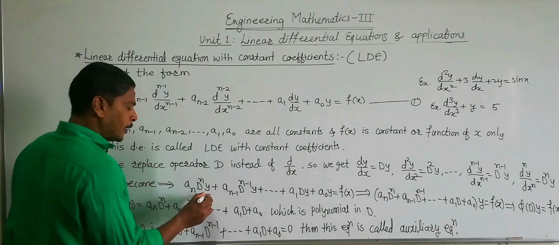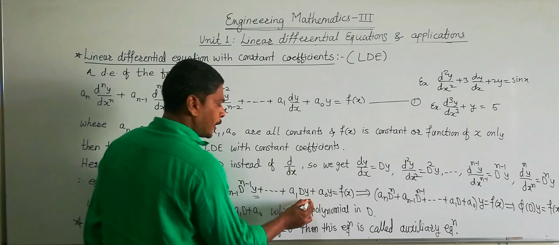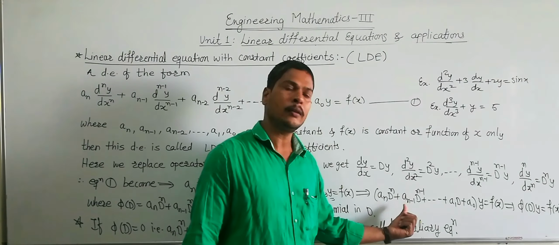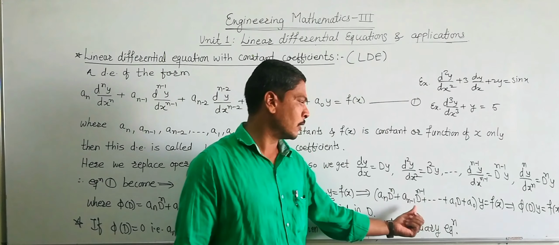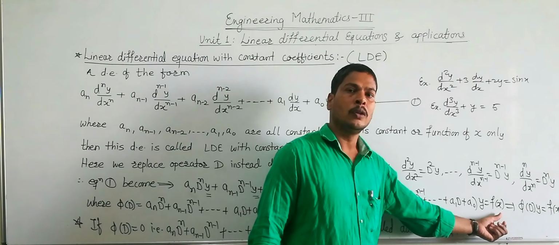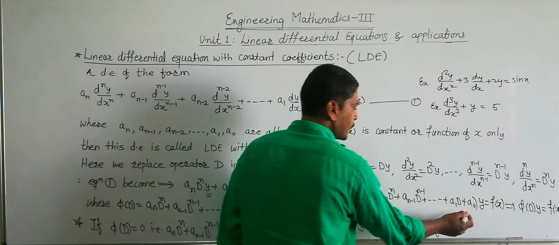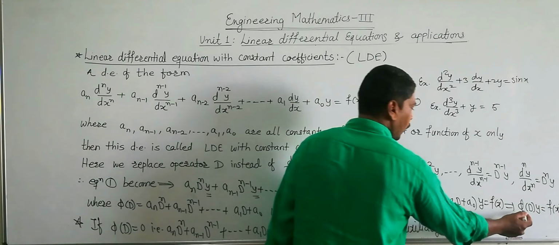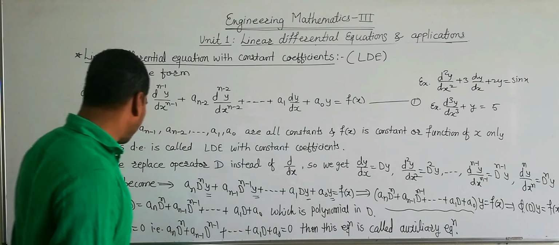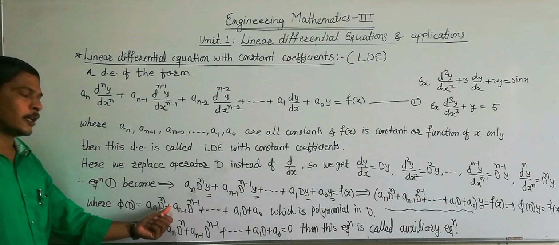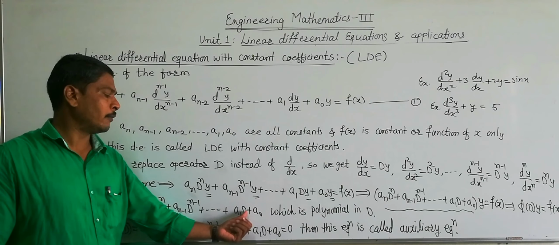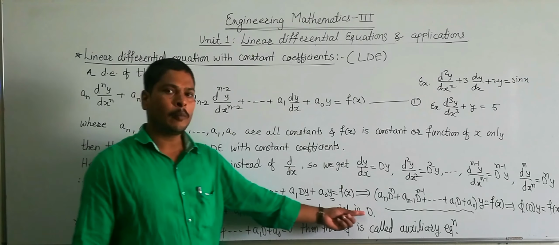Now each term contains y, so take it common from the LHS. Our equation becomes an D raised to n plus an minus 1 D raised to n minus 1 plus and so on plus a1 D plus a naught, into y, is equal to f of x. Now replace this polynomial of D by phi of D. So our differential equation becomes phi of D y is equal to f of x, where phi of D is an D raised to n plus an minus 1 D raised to n minus 1 plus and so on, a1 D plus a naught, which is a polynomial in D.